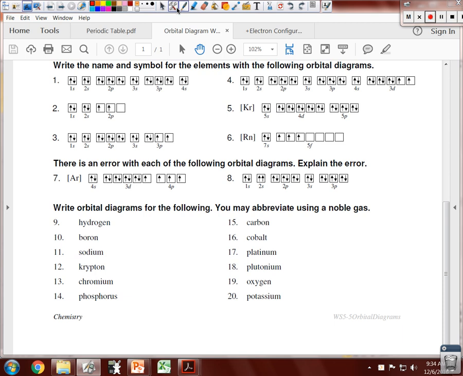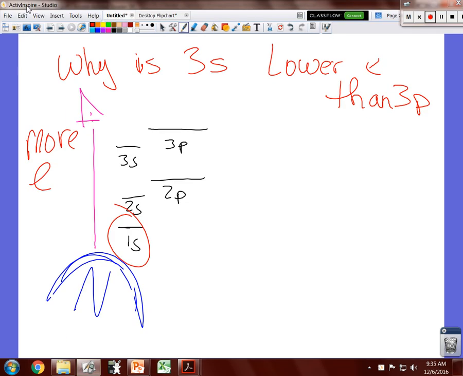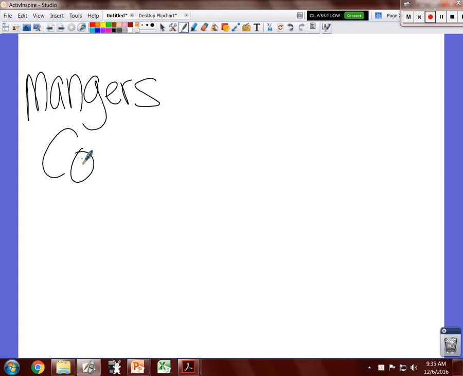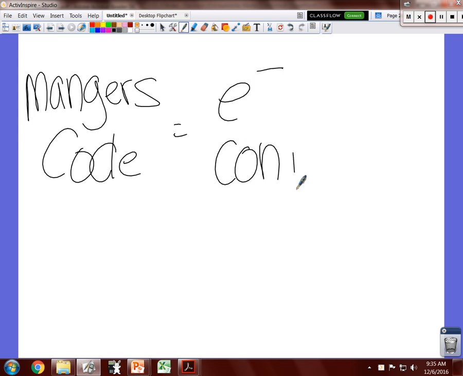So we're just going to do the symbols. The second thing that I need to make an emphatic point on is this. Do you remember yesterday on the POGL, it talked about the manager's code? What I need you to get across to yourself is this idea, that manager's code that you wrote is called the electron configuration.